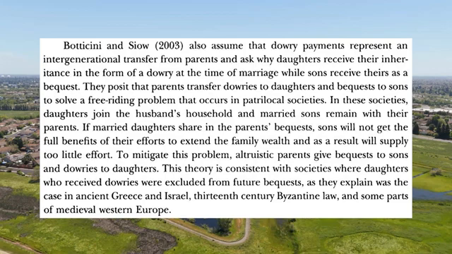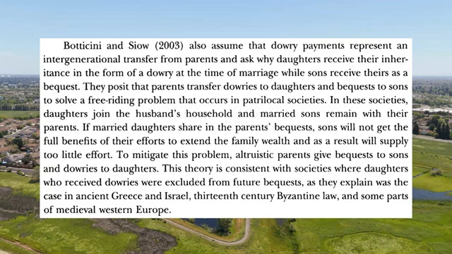Looking at our paper again, Botticini and Xiao also assume that dowry payments represent an intergenerational transfer from parents and ask why daughters receive their inheritance in the form of a dowry at the time of marriage, while sons receive theirs as a bequest. They posit that parents transfer dowries to daughters and bequests to sons to solve a free riding problem that occurs in patrilocal societies.